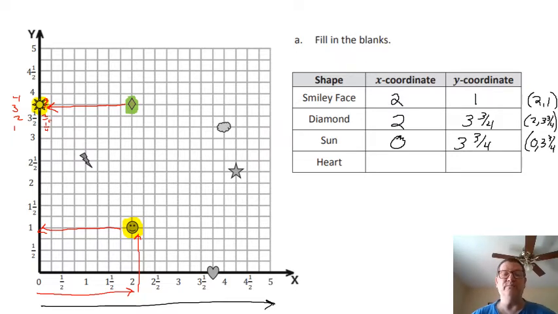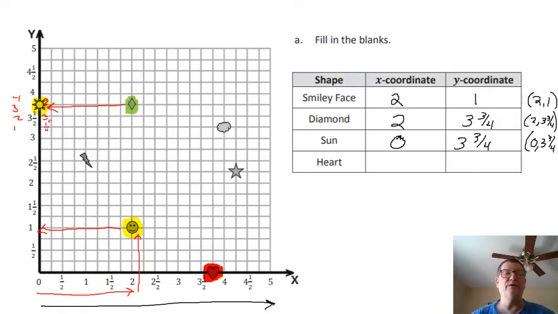Okay, our last one. Our last one's a heart. Hearts, they always show them, oh, I wanted the wrong color, because they usually show hearts for Valentine's Day and everything. They're always red. So there's our heart. Okay. Now let's look at the x-axis.